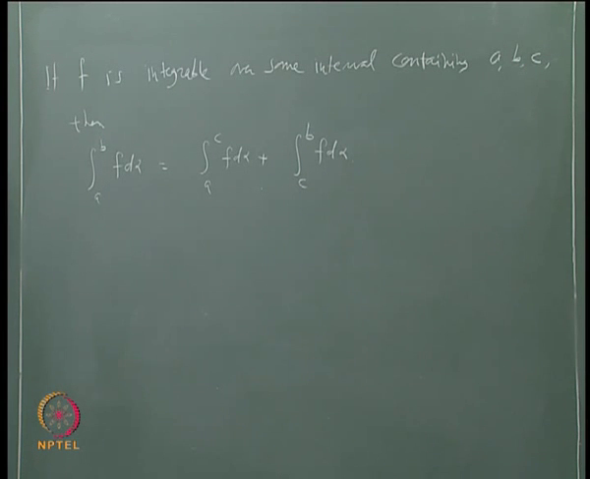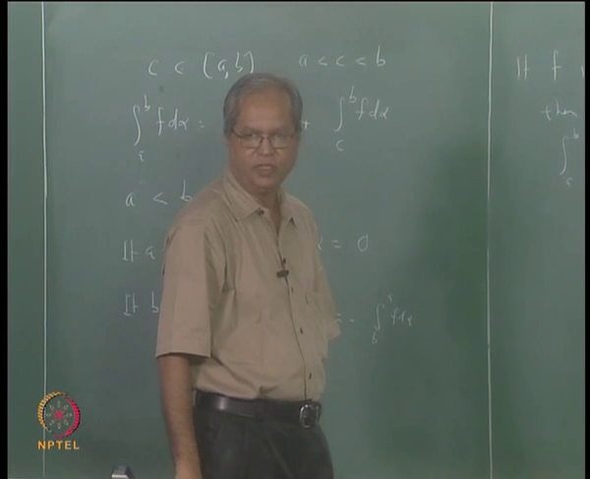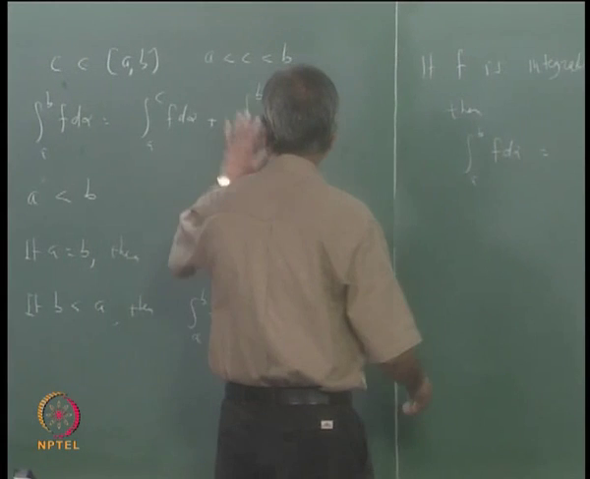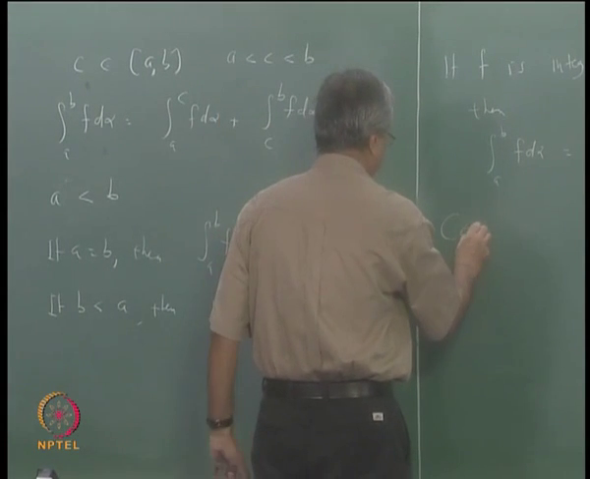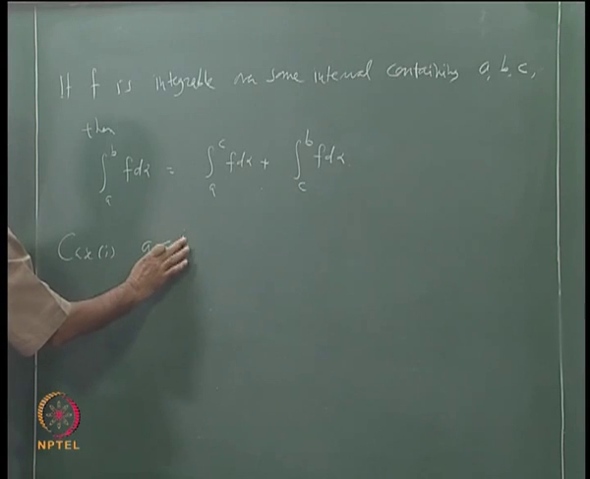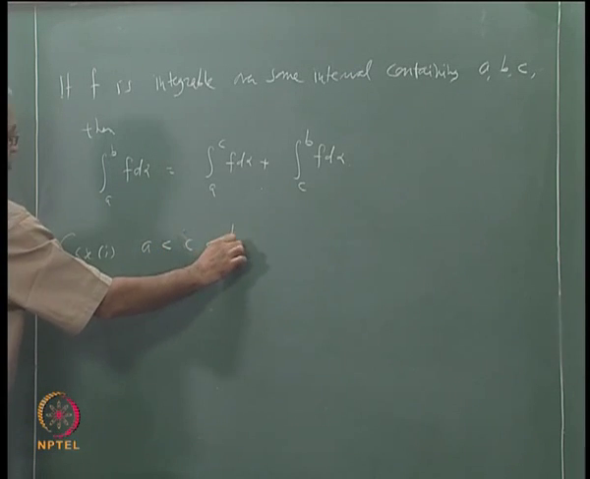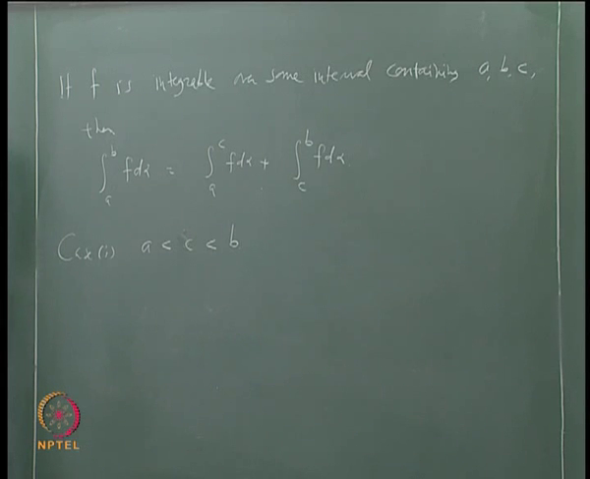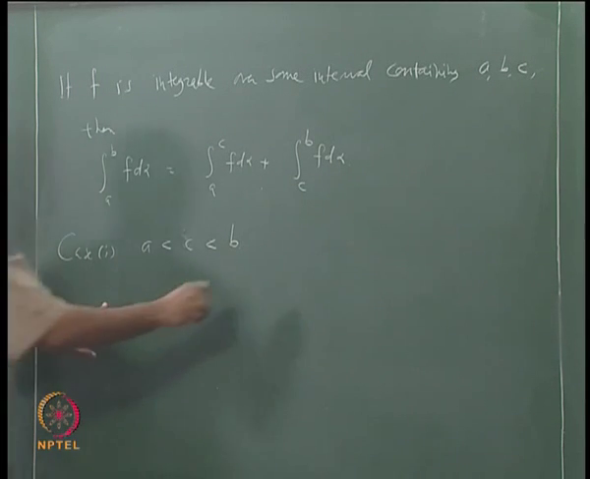Now to prove that we will make various cases depending on the relative positions of a, b and c. Let us take case 1 as the normal case. Case 1 is a less than c less than b. But this is the case we already proved, so we did not need to discuss it. So this is already proved.